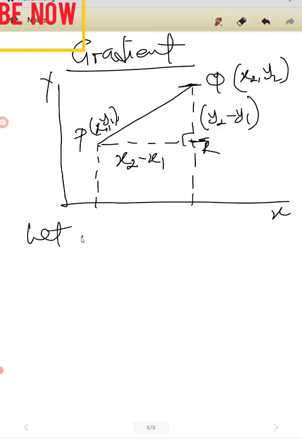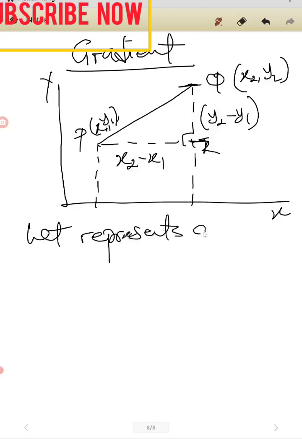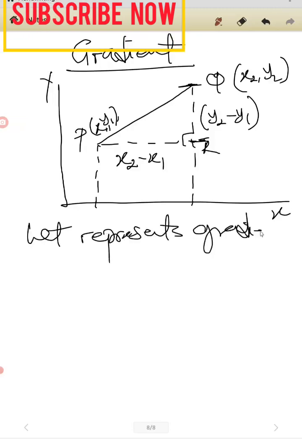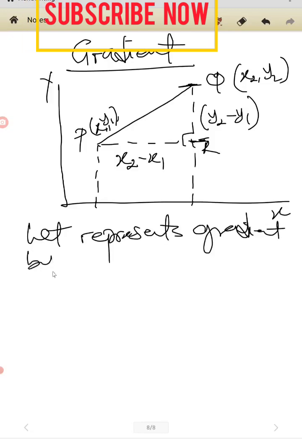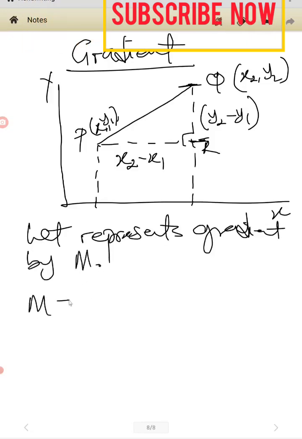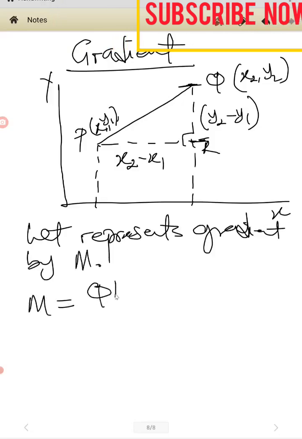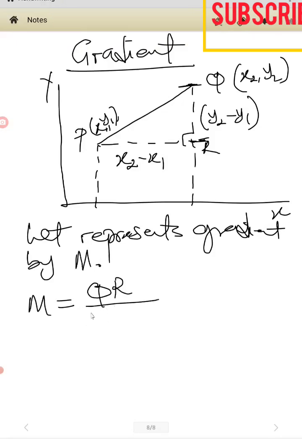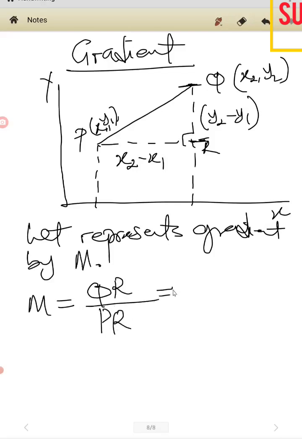Let's represent gradient by M. So our gradient will be QR all over PR, as I've given you the definition as increase in y to the increase in x.